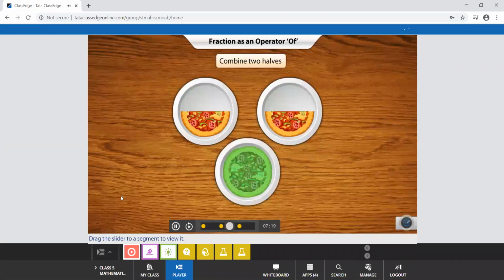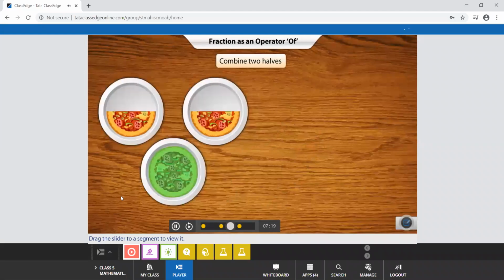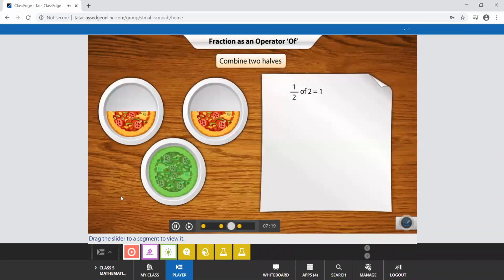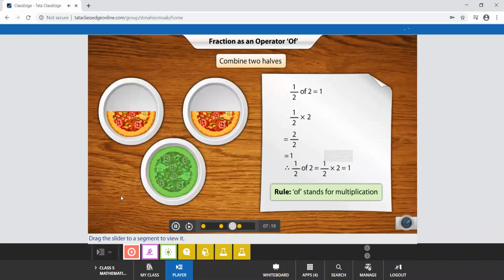What would happen if we combine the 2 halves? The 2 halves, that is, the shaded portions, will combine to form 1 pizza. Thus, we can say that half of 2 is 1. We can also find this out by multiplying half by 2. Thus, we can conclude that 'of' stands for multiplication.